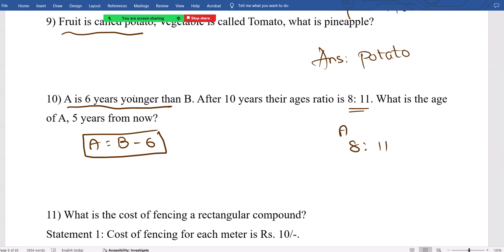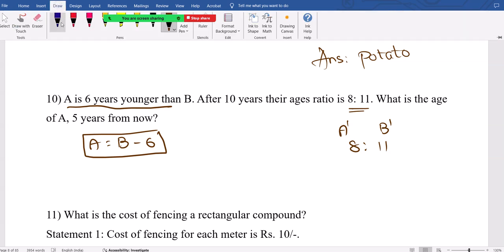Let's say after 10 years, their ages are 8 and 11. My dear friends, listen, one important thing: the difference between the ages of A and B is 6 years. Present A is 6 years younger than B. After 10 years also A is 6 years younger than B. Before 10 years also A is 6 years younger than B. So that gap will not change. The difference between ages will not change.